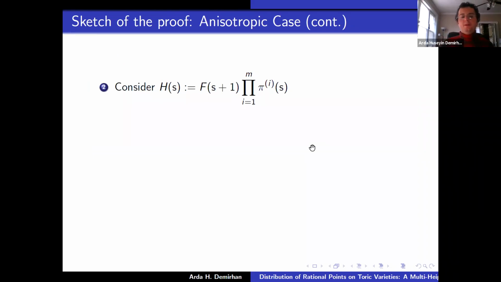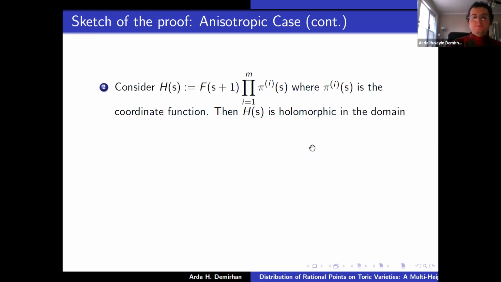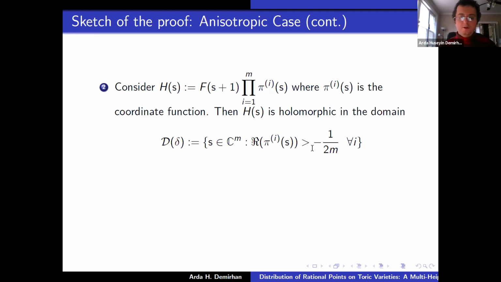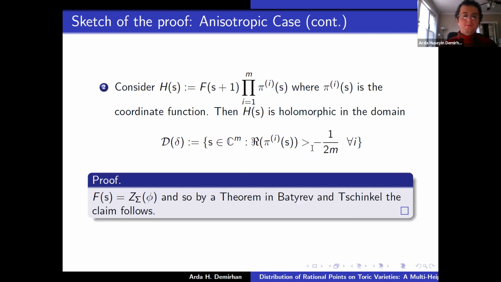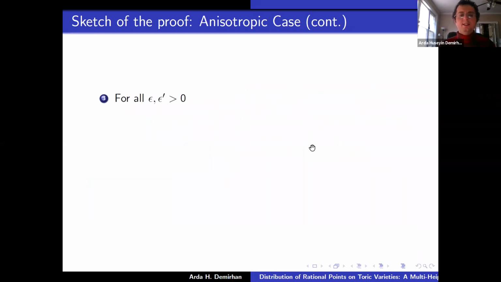So by shifting the variable over the counter and clearing the poles by multiplying with a coordinate function, we get a nice function h. Nice means holomorphic in some special domain. Here the pi i's are coordinate functions, and the domain is where we ask the real parts to be bigger than some negative constant for all i. And we can use Fs equals Z sigma, and again by the same theorem the claim follows.